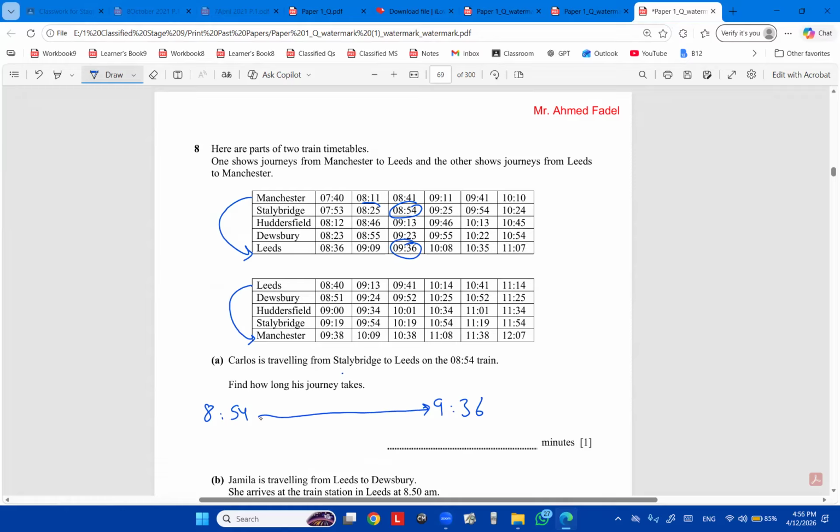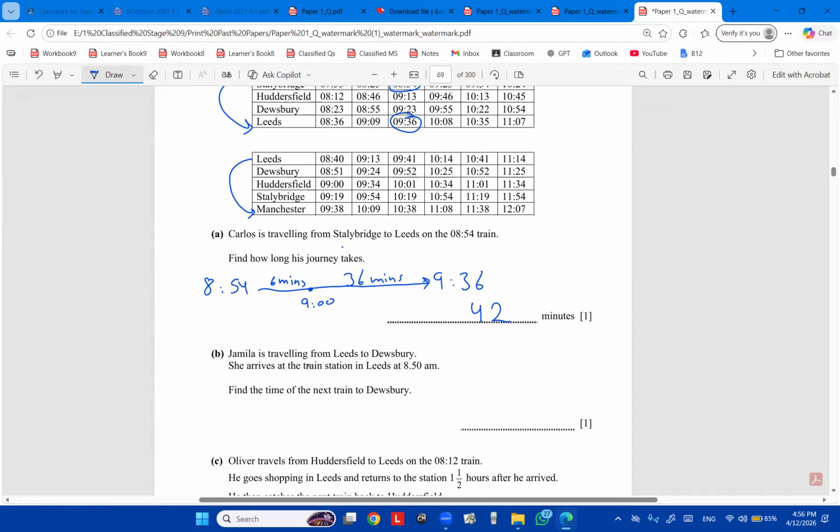You need first to move from 8:54 until 9. So until 9, it shows here 6 minutes exactly. From 8:54 until 9, 6 minutes. And from 9 to 9:36, 36 minutes. Right? So in total, from 8:54 until 9:36 is 42 minutes.